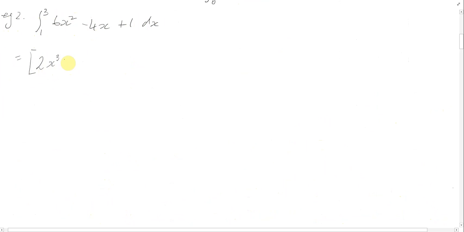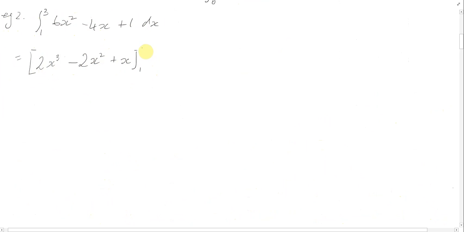Now we've got a minus, so it's going to be a minus, x to the power 1, so that's going to be an x to the power 2 now. And to get the 4, it must have been a 2 there. And here it's just a plus 1, so that must be a plus 1x.